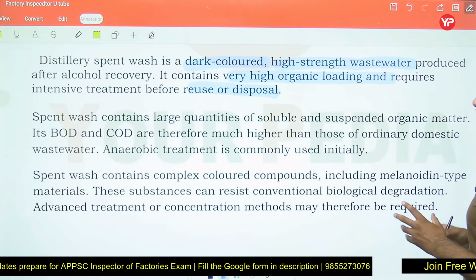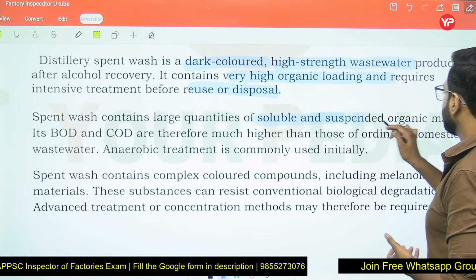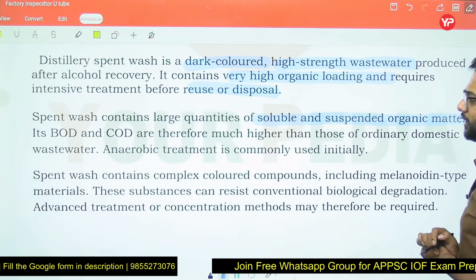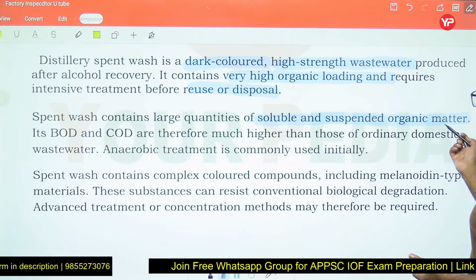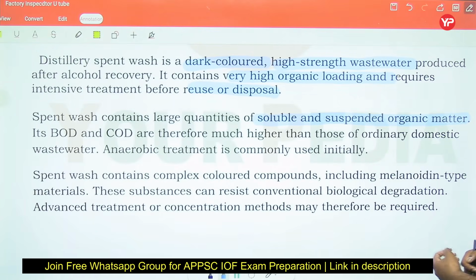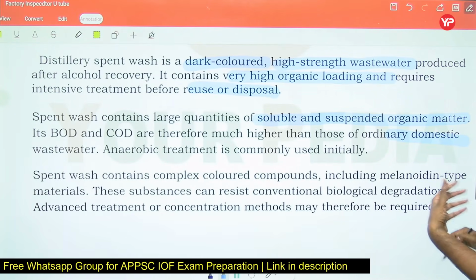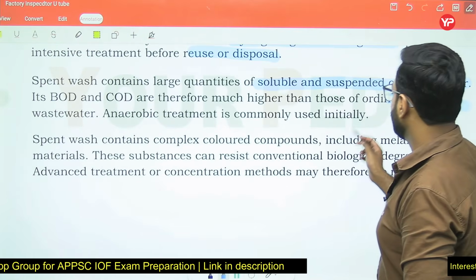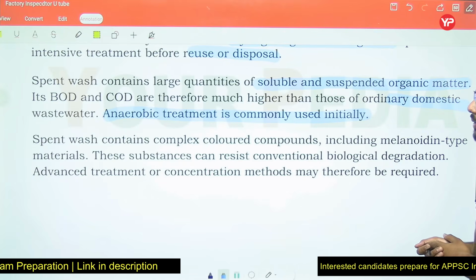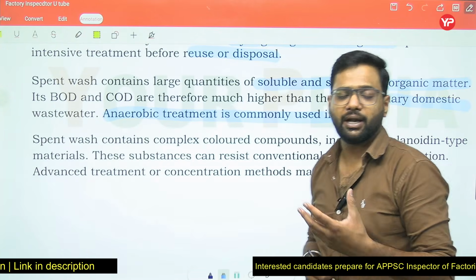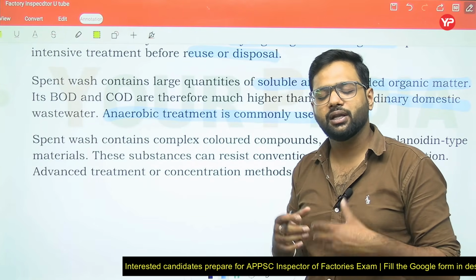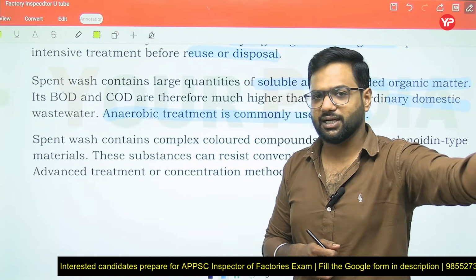Spent wash contains a large quantity of soluble and suspended organic matter, and because it consists of organic matter, its BOD and COD are considerably high. Its BOD and COD are therefore much higher than those of ordinary domestic wastewater. So anaerobic treatment is commonly used initially. Initially we generally prefer anaerobic treatment, because during this anaerobic treatment we know the end product we are getting is biogas. We are getting the biogas during the anaerobic decomposition.